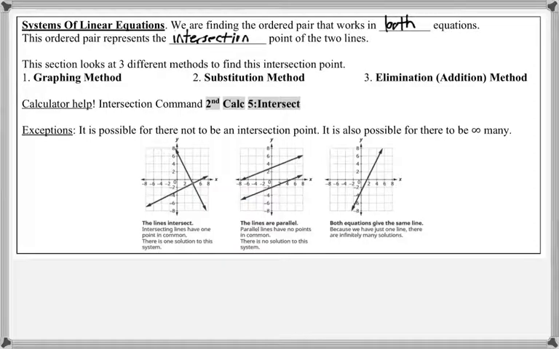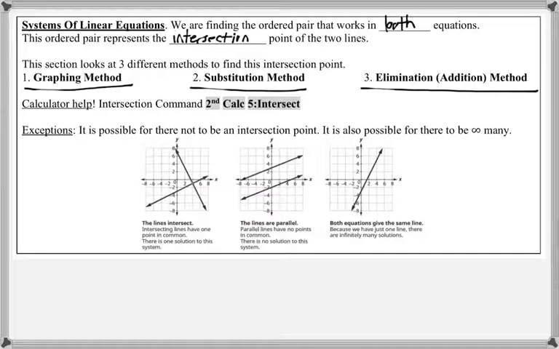Of the two lines. So we're actually going to look at three different methods for finding this intersection point. We're going to use our graphing calculator to find the intersection point. We're going to use the substitution method, which is an algebraic method, and then the elimination, or sometimes it's called the addition method, which is another algebraic method. So the first one that we're going to look at is the graphing method.